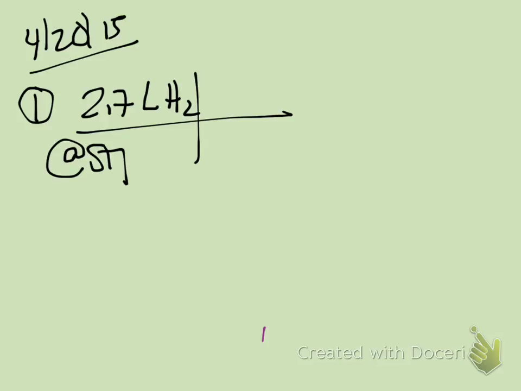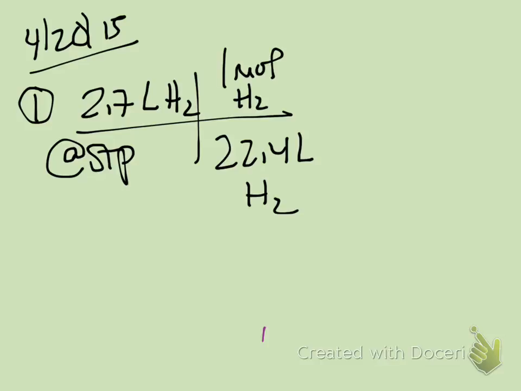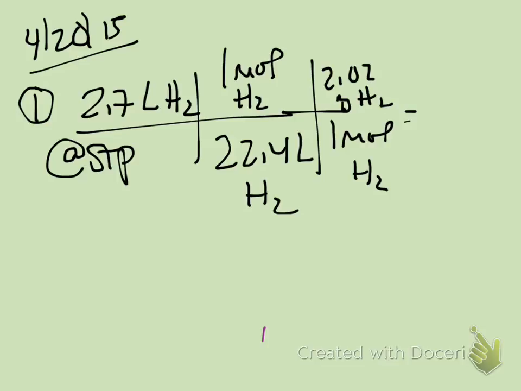I tend to jot down for myself that at STP as a reminder, because after this we're going to start working on problems where they're not at STP, so it's real nice to have that. And we know that 22.4 liters of H2, that's the volume of 1 mole of H2 at STP, and we're asked for grams. So we also know that 1 mole of H2 has a mass of 2.02 grams.